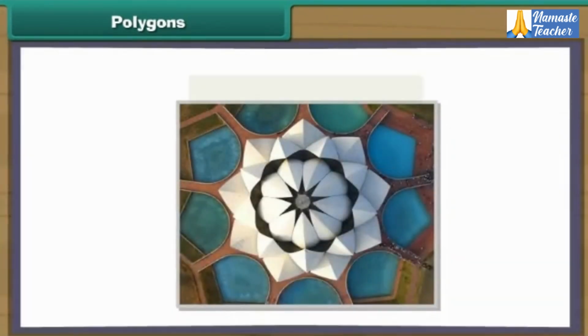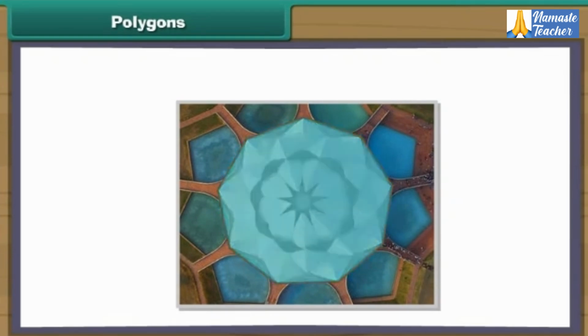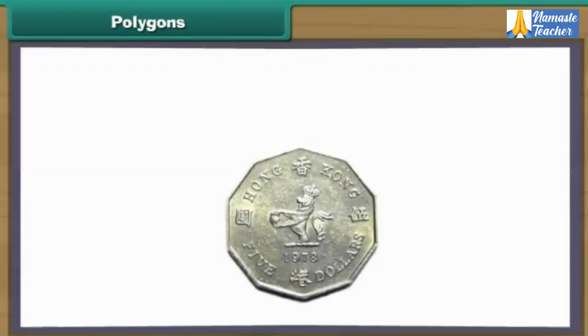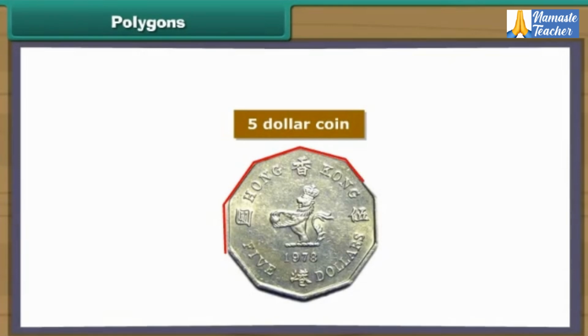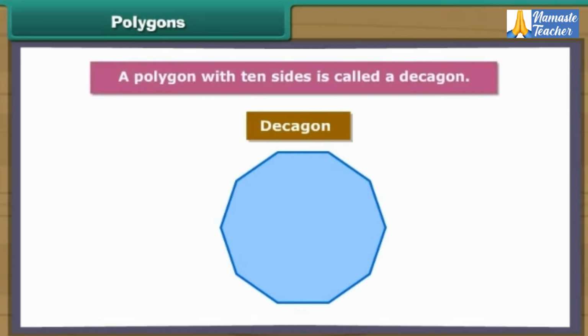Look at this image. It is the Baha'i house of worship. All Baha'i houses of worship have 9 sides. A nonagon is a polygon made up of 9 line segments. Here is an old $5 coin from Hong Kong. It has 10 sides. A polygon with 10 sides is called a decagon.